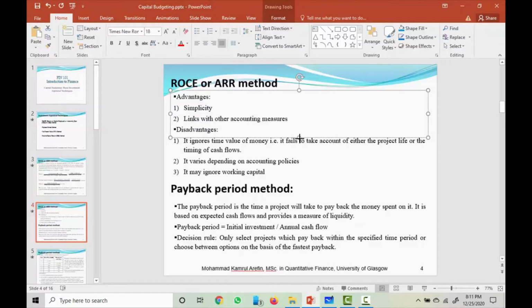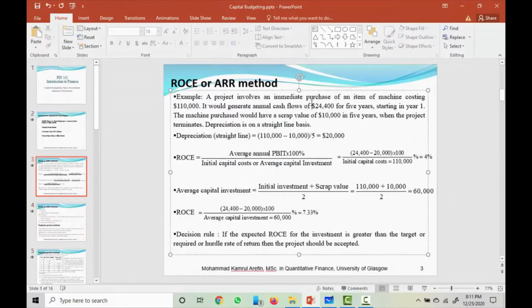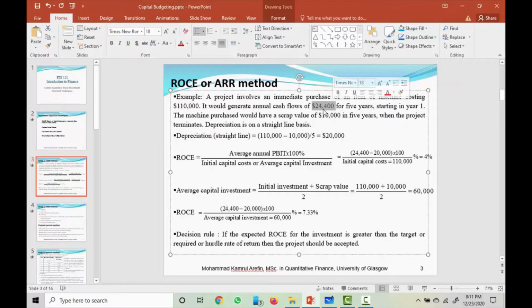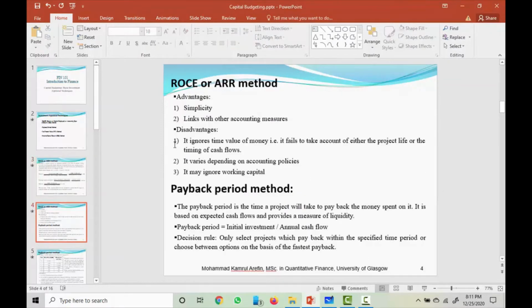The disadvantage is what? It ignores time value of money. So it fails to take account of either the project life or the timing of cash flows. As the question says, we are assuming that we will get on average $24,400 cash flows from the project every year. But earlier cash flows are more important than later cash flows, so time value of money should be considered. But this method fails to consider the time value of money. So this is the major disadvantage.